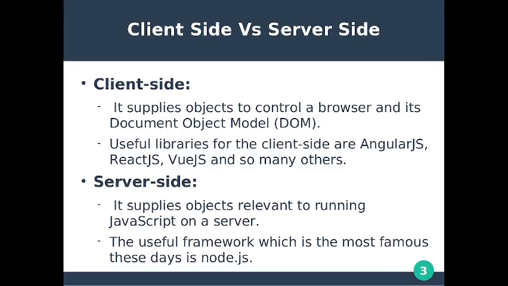How can we use JavaScript on the client side, and how can we use JavaScript on the server side? On the client side, it supplies objects to control a browser and its document object model. We will discuss more about the document object model in upcoming classes. We use libraries for the client side. Here the main client-side libraries are AngularJS, React.js, Vue.js and many others.